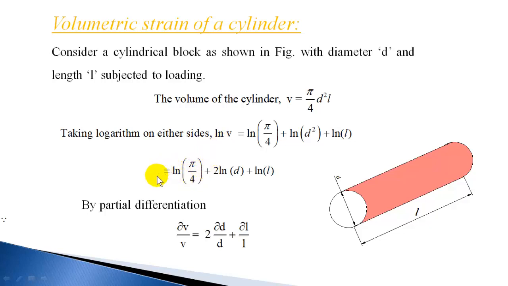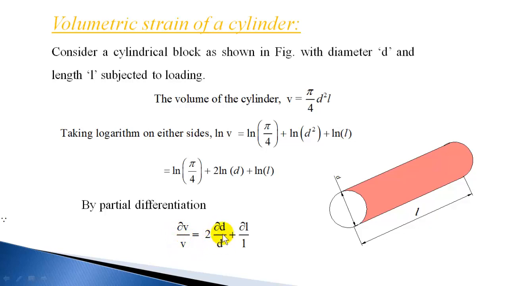So left hand side log v, if you differentiate, gives del v by v. Right hand side, this is 0, differentiation of this is 0. 2 del d by d plus del L by L. So we get, this is volumetric strain. Del v by v, differential change in volume to the initial volume, is volumetric strain.